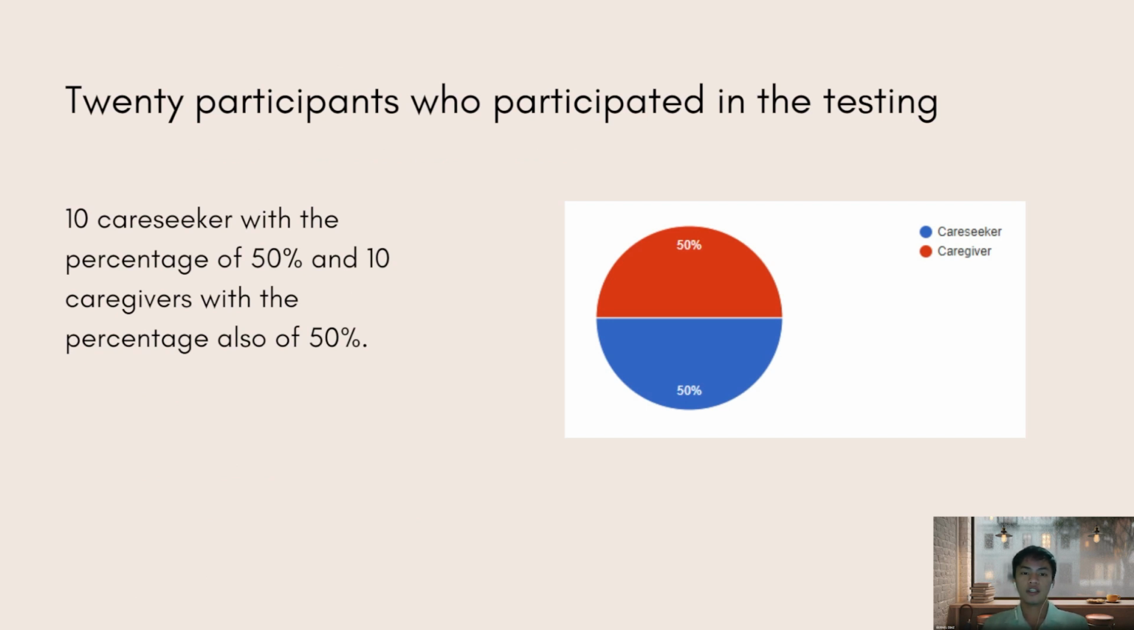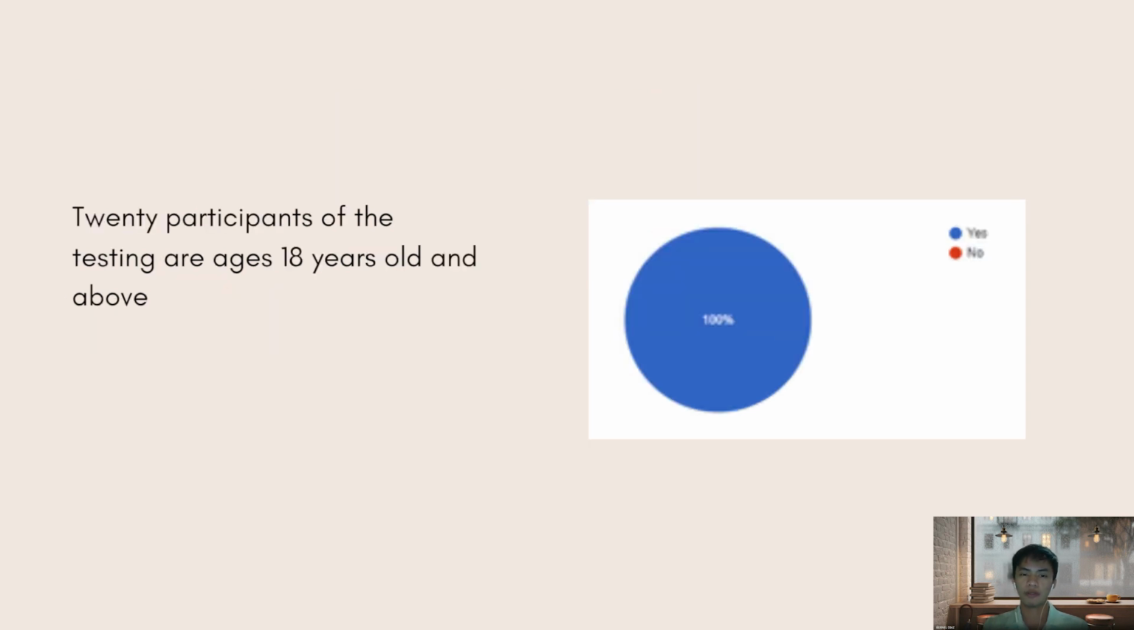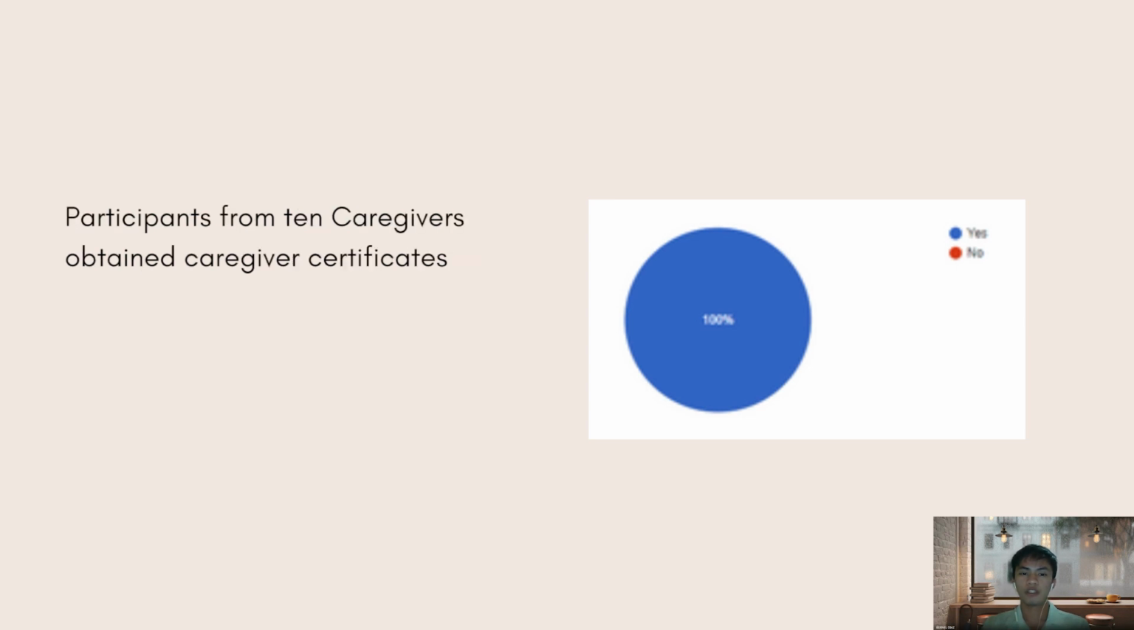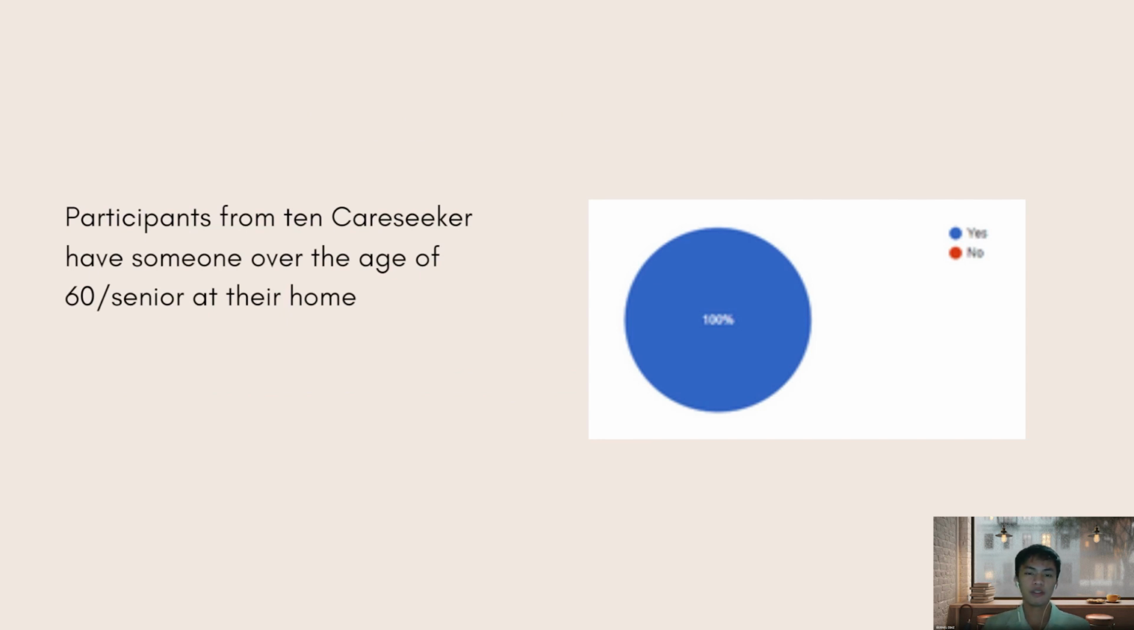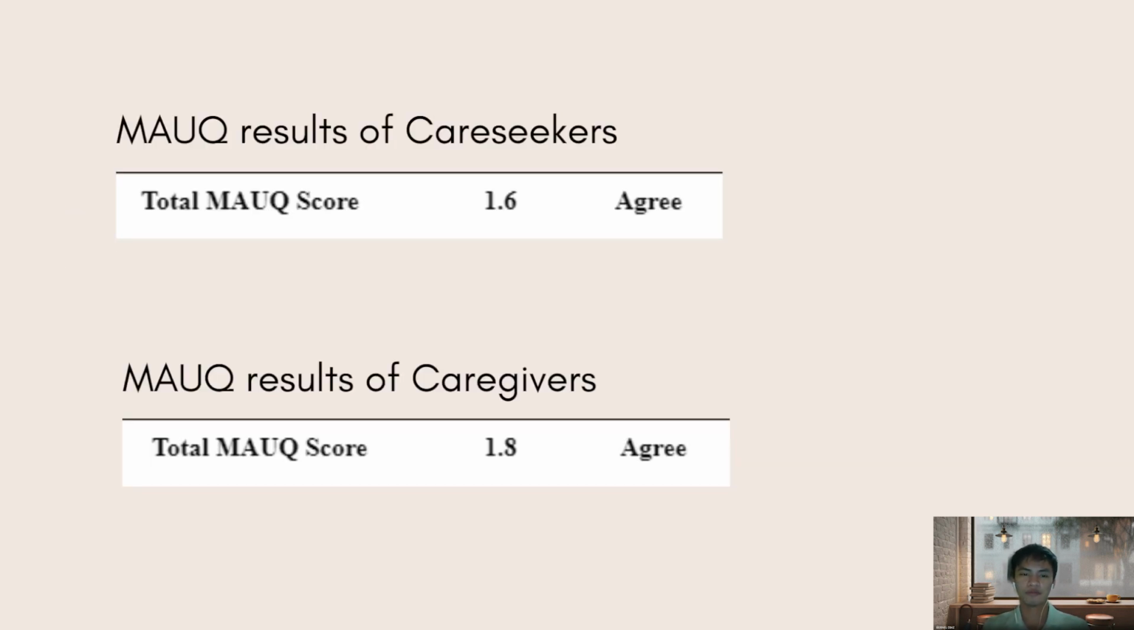So we collected data from the 20 participants who participated in the testing: 10 care seekers, with a percentage of 50%, and 10 caregivers, also 50%. 100% of our participants are aged 18 years old and above. Also, 100% of our 10 caregiver participants obtained a caregiver certificate. Lastly, 100% of our 10 care seeker participants have someone over the age of 60, or seniors, at their home. Moreover, participants in our testing were suitable to our target users.